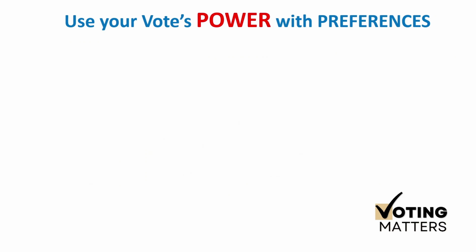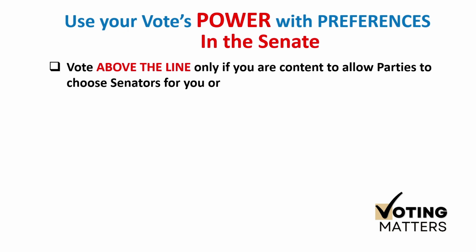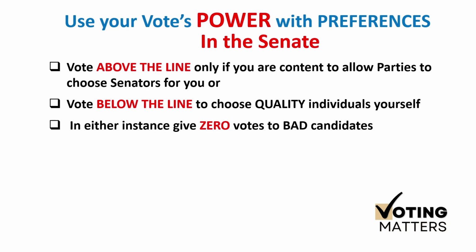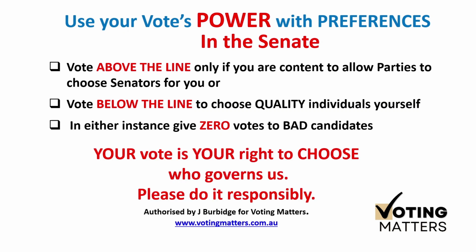Use your vote's power with preferences in the Senate. Vote above the line only if you are content to allow parties to choose senators for you, or vote below the line to choose quality individuals yourself. In either instance, give 0 votes to bad candidates. Your vote is your right to choose who governs us. Please do it responsibly. It matters.